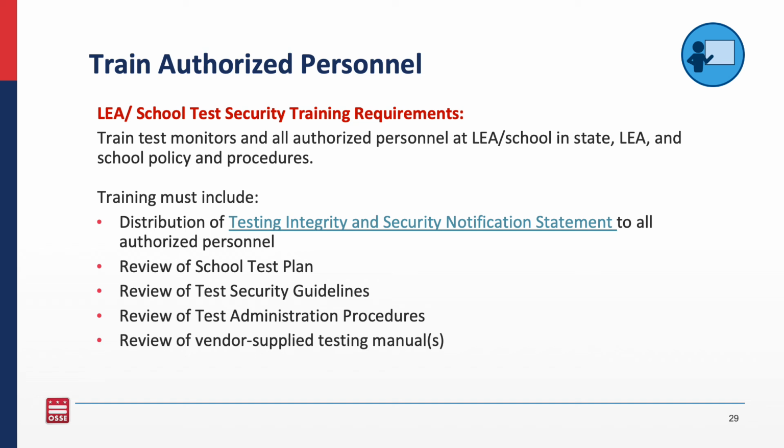While there is not a requirement for the way authorized personnel must be trained, there are a number of items that must be covered during the training. Those requirements include the distribution of the test integrity and security notification statement for all authorized personnel, a review of the school test plan, a review of the test security guidelines, review of the test administration procedures, and review of the vendor-supplied testing manuals.